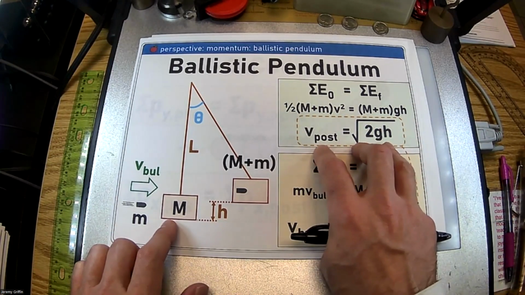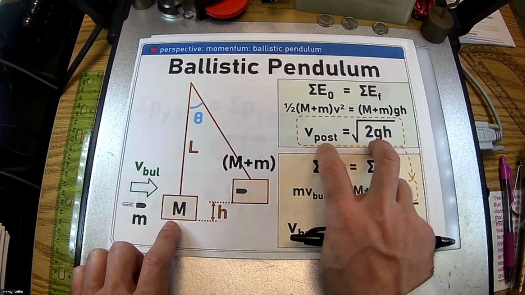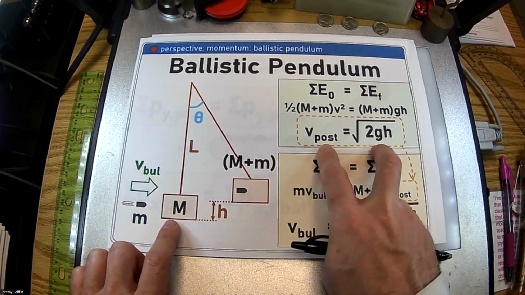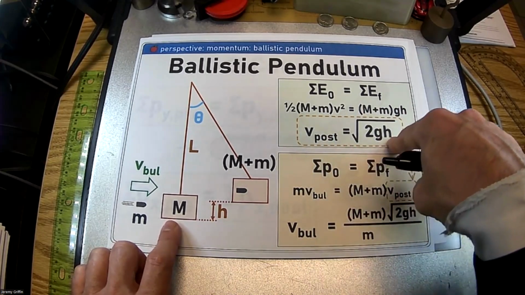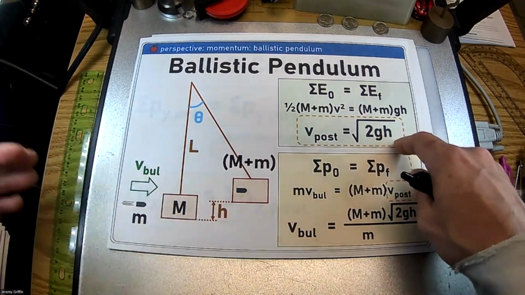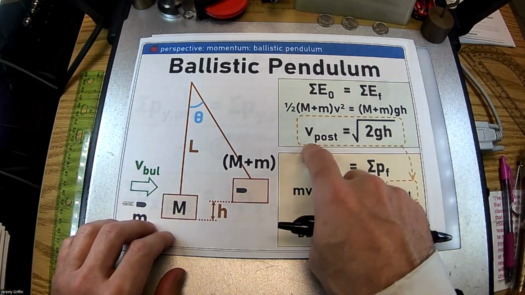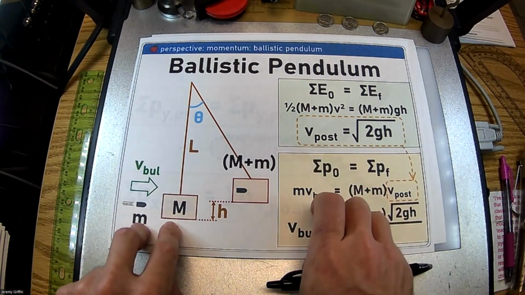The post-collision velocity is square root 2gh, which you guys have seen over and over and over again in this class. Speed is square root 2gh. Okay, so that's all fine, good. But remember that h is really L times 1 minus cosine theta if you have to go that extra step deeper, which I didn't quite cram onto this poster. But where did that post-collision speed come from? Well, it came from this collision.